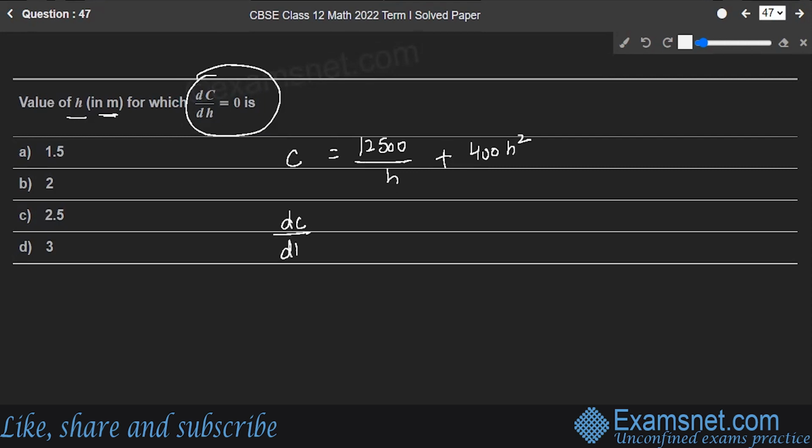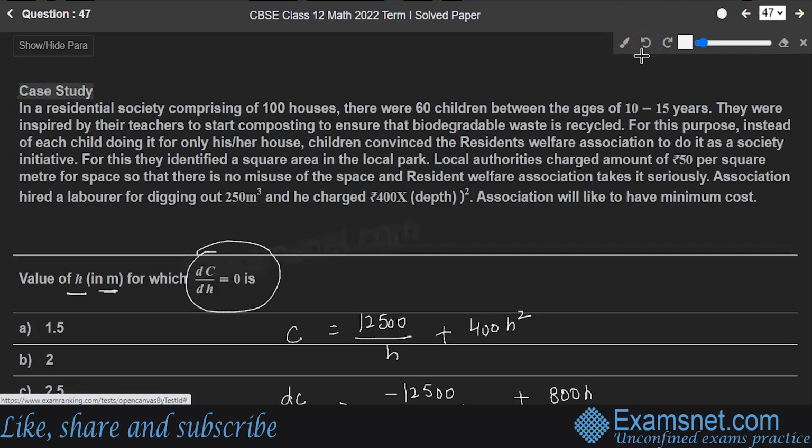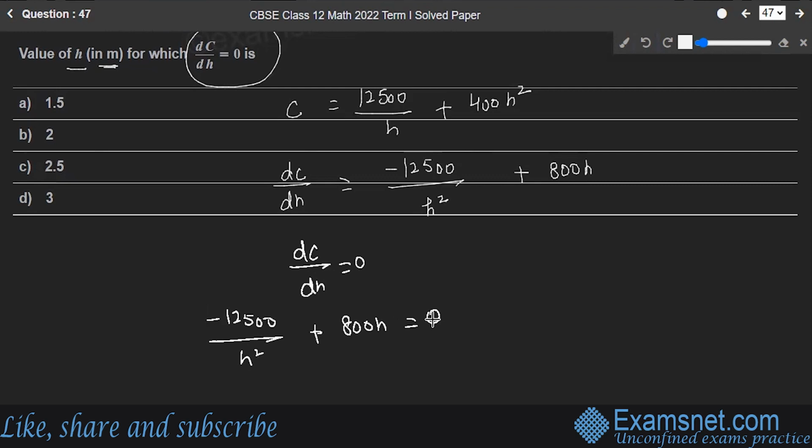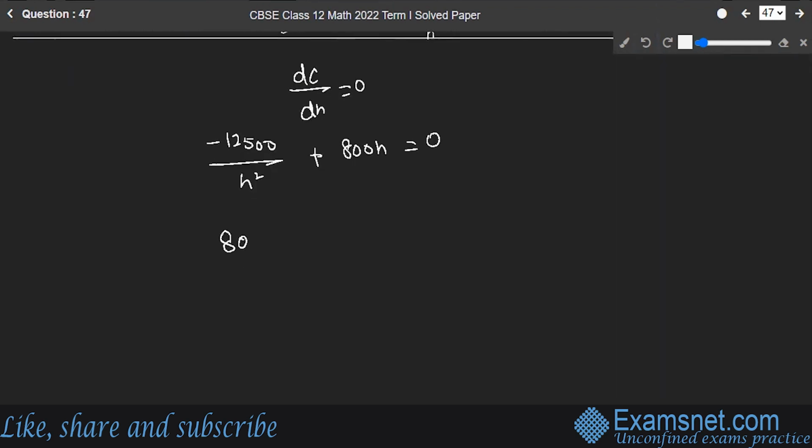Let's differentiate it with respect to h. You will have minus 12500 upon h square plus 800 into h. Now let's put this equal to 0. You're given dc upon dh is equal to 0, which makes minus 12500 upon h square plus 800 into h equal to 0, or you will have 800 h cube minus 12500 is equal to 0. 800 h cube is equal to 12500, 0 will cancel.